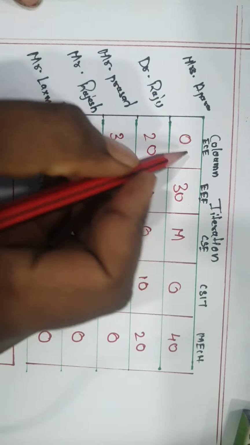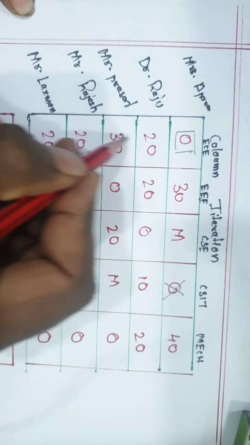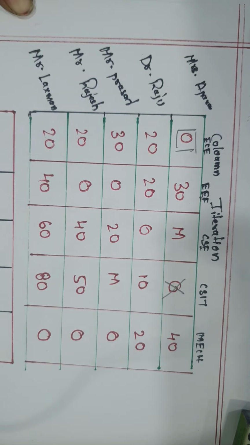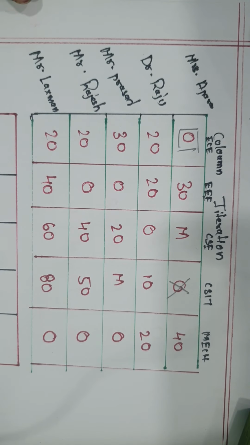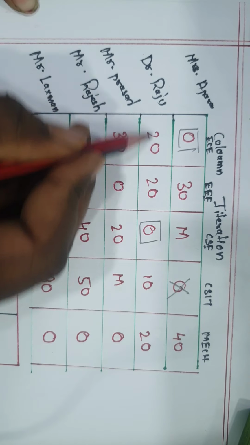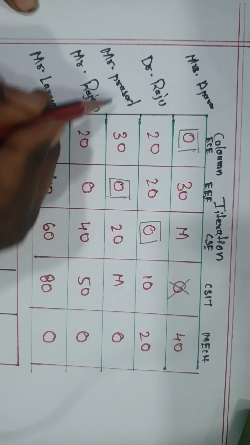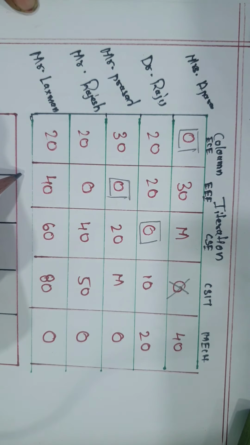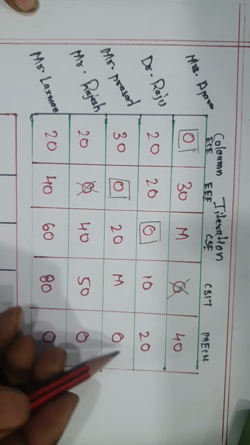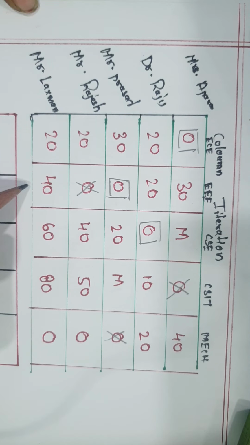So first I am going for the R1. If I assign here, in that row or in that column, if I find any 0, I have to cancel. Then I assign here. In that row, in that column, if any 0 is there, you have to cancel. Then I have to assign here. So in that row 0 is there, in that column 0 is there. Those two zeros I cancel here.